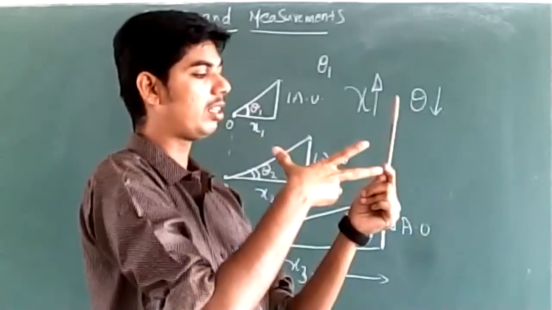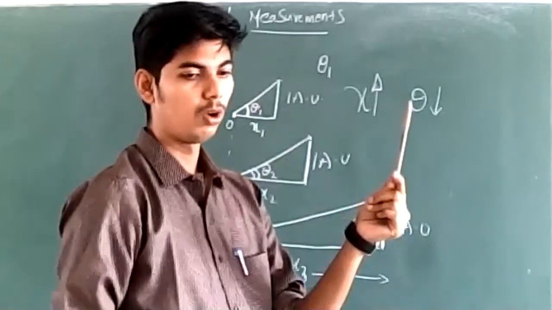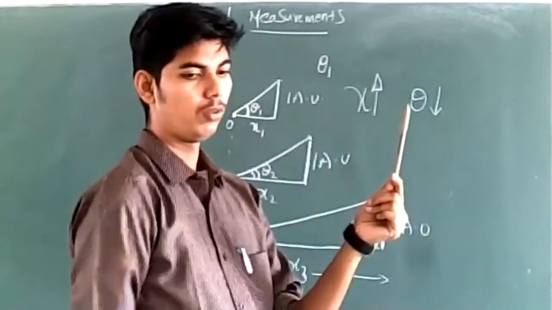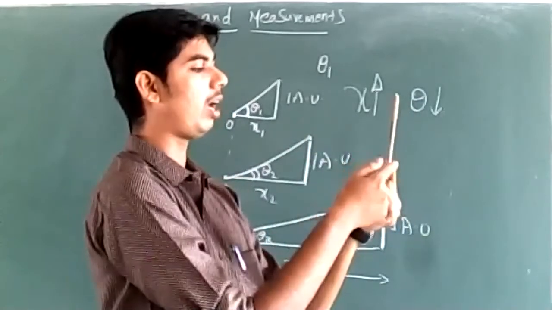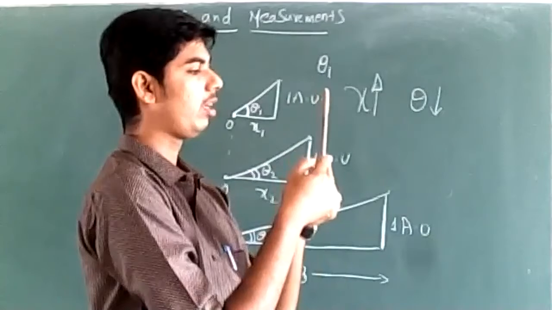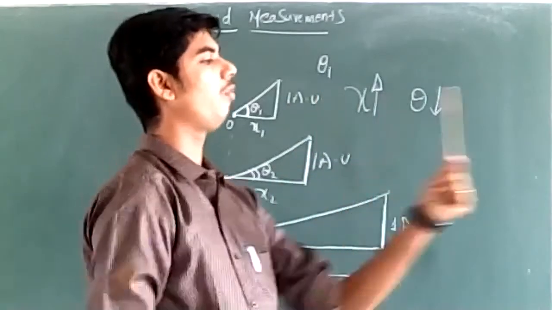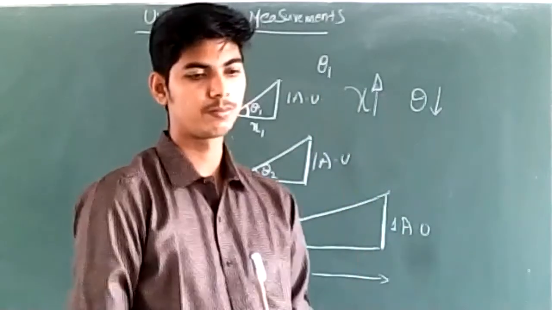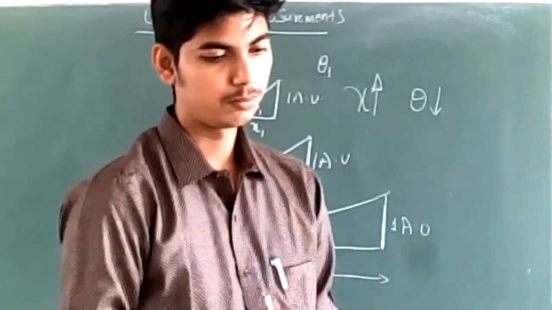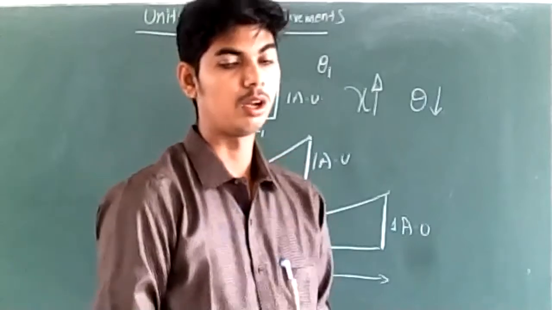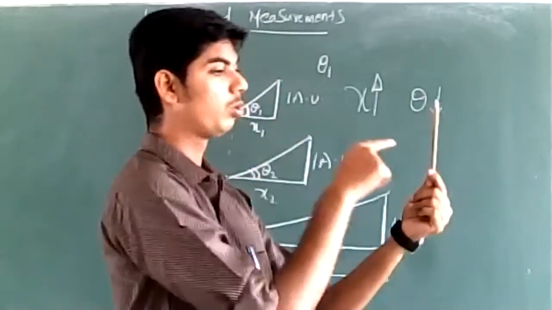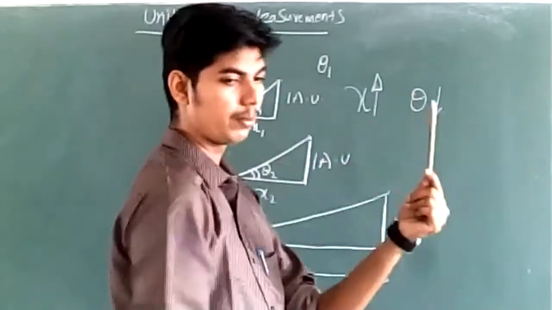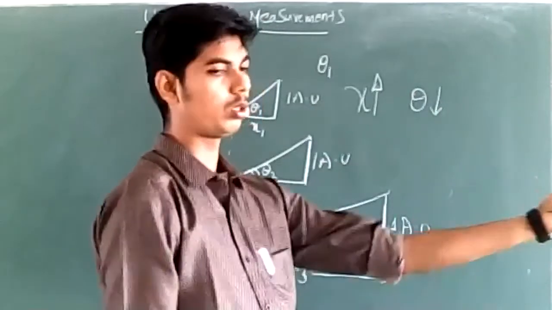I have placed it at some distance x1. What do I have to do? Do I have to move this arc towards my eye or move it away from my eye? What is to be done? I have to move the arc away from my eye. I have to take it a little farther from my eye.